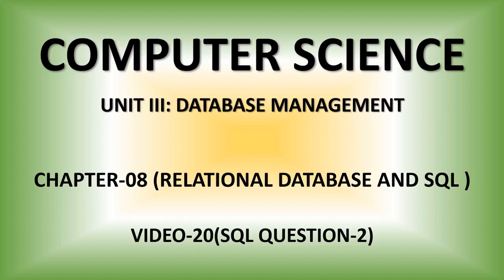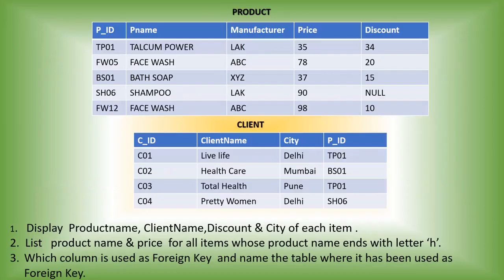Today I am going to discuss a few questions from the chapter SQL. It's a two table query question. You can see two tables on your screen. One is the product table and another one is the client table. The product table consists of PID, PName, manufacturer, price and discount. These are the attributes of the table product.